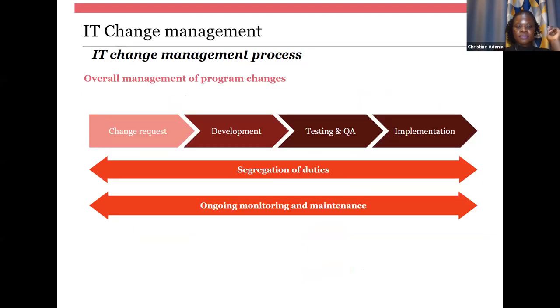So, IT change management, what does it consist of? In a typical environment, you will find that the controls have been implemented in this manner. There will be a change request. Then once the change request has been approved, the change will be developed. Once the change has been developed, they'll test it on the test environment. Once they test it on the test environment, they implement it on the live or production environment. So you ensure, like I said, segregation of duties across all this. And then you ensure that there is ongoing monitoring and maintenance of those changes.